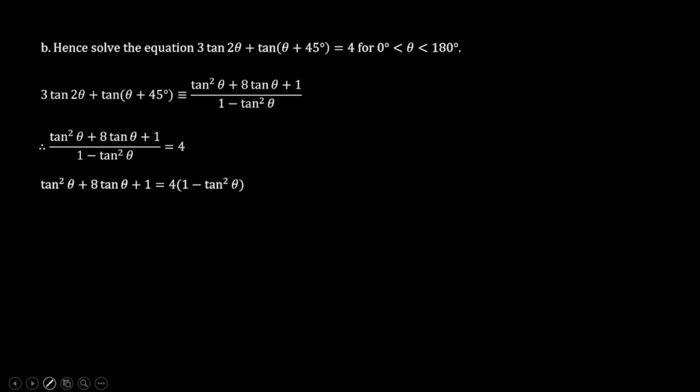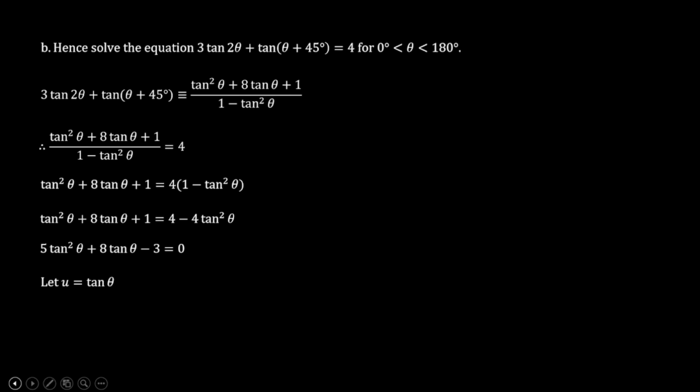Now we multiply both sides by 1 minus tan squared theta. On the right side, we multiply 4 inside the bracket. So we get 4 minus 4 tan squared theta here. This will give us a quadratic equation in tan. So we have 5 tan squared theta plus 8 tan theta minus 3 equals 0.